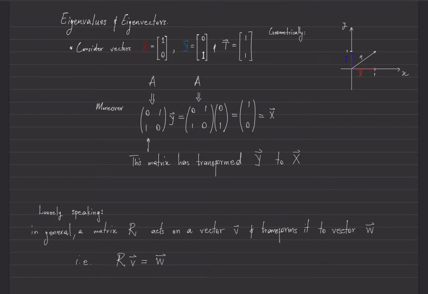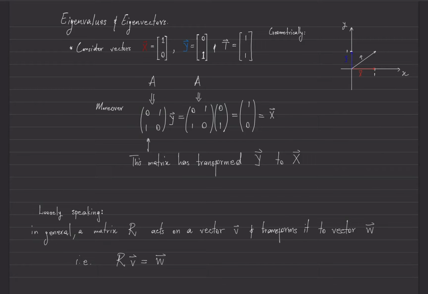So notice, we began with y bar, and by multiplying y bar with this matrix A, the outcome is x bar. Again, this matrix A has transformed the vector, the column vector y bar, to the column vector x bar.